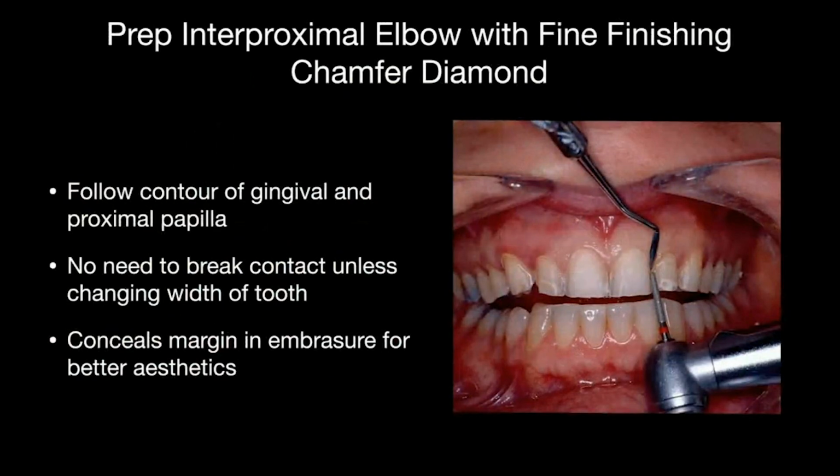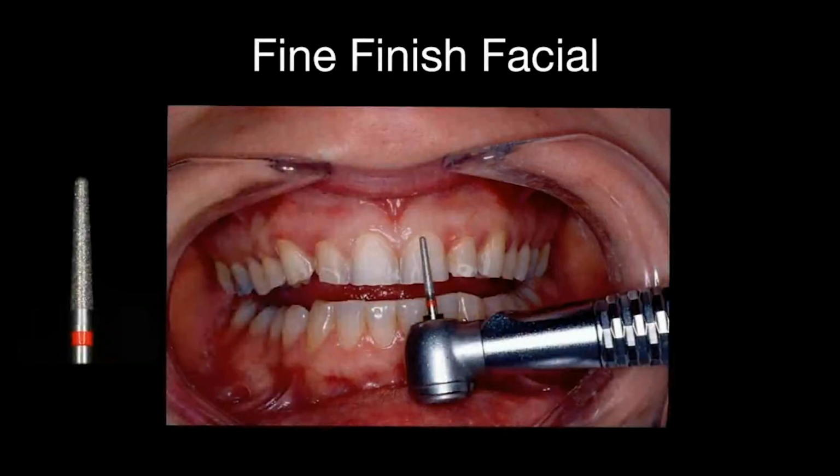I'm going to prep an interproximal elbow with the fine finishing chamfer diamond because I'm really trying not to break contact here because I don't need to, and it helps hide the margin as well. So I'm going to follow the gingival and proximal papilla contour to do that. And then I'm going to fine finish the facial.